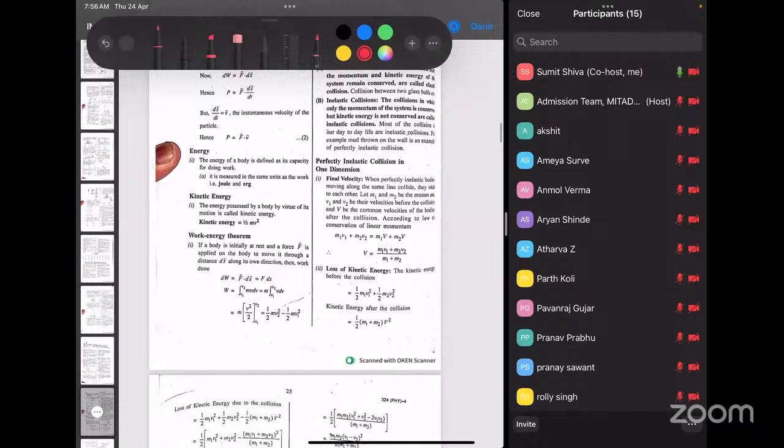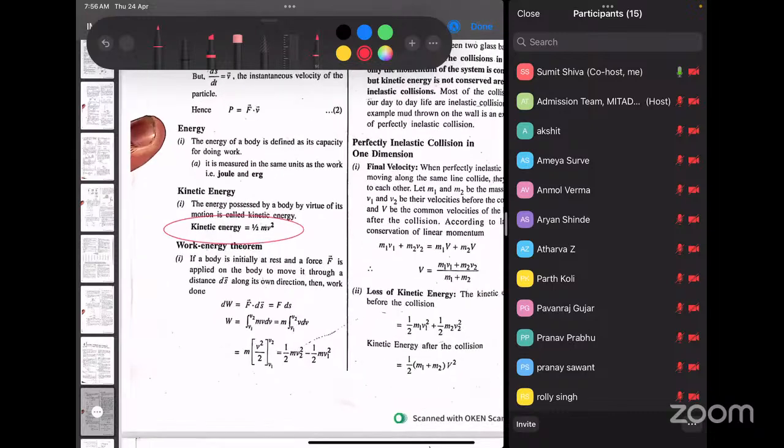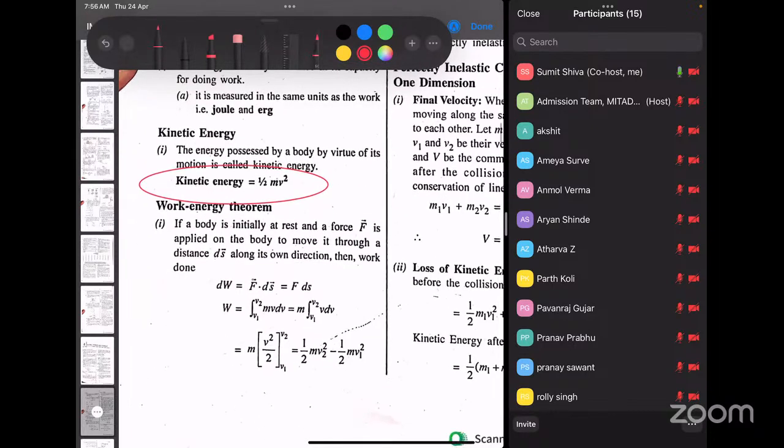Next is kinetic energy. Kinetic energy has the formula half mv square. m is the mass of the body, v is the velocity of the body. Since kinetic energy is a scalar quantity, we need not worry about the direction of velocity. We can simply state that kinetic energy is half of the product of the mass of the body and the square of its speed, that is half mv square.